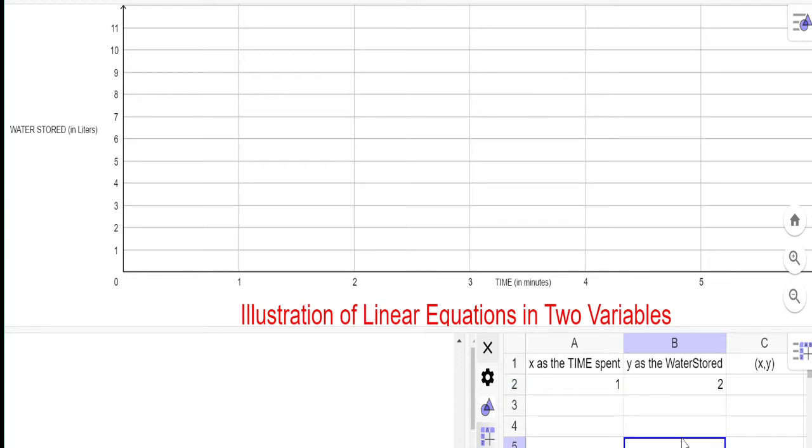Okay, ito na yon. So if this is x comma y, the coordinate is 1, comma 2. Ganun lang kasimple, kasi yung x is 1. Ito yung isang minuto. X is in minutes, di ba? Tapos in 1 minute, nakapag-store siya ng 2 litrong tubig. So x comma y, yun na yun. Okay, ito na, lumitaw. So, 1 minute.